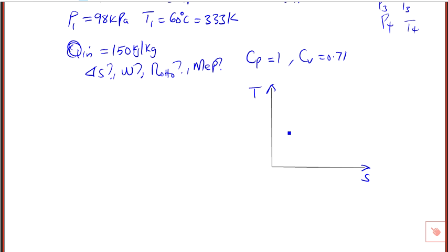So process 1 to 2, I'll put it here. This is 1 to 2, and then 3, and then that is 3 to 4. So this is my TS diagram. This is Q in and Q out. This one is compression, and this one is expansion. So that is our TS diagram.